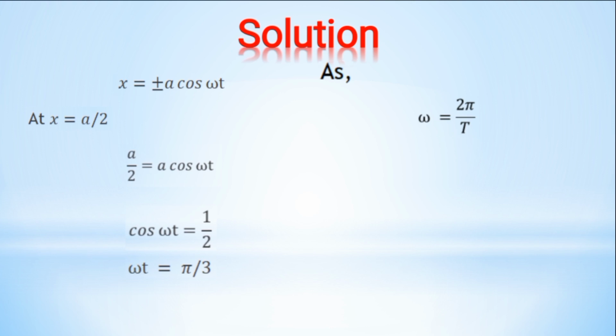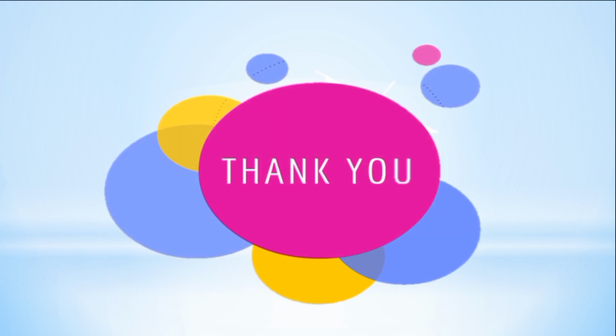as omega is nothing but 2 pi upon capital T, where capital T is the time period. So let's put the value. So 2 pi upon capital T into small t is equal to pi by 3. So let us solve it and we'll get the value of small t, that is time, is equal to capital T by 6.